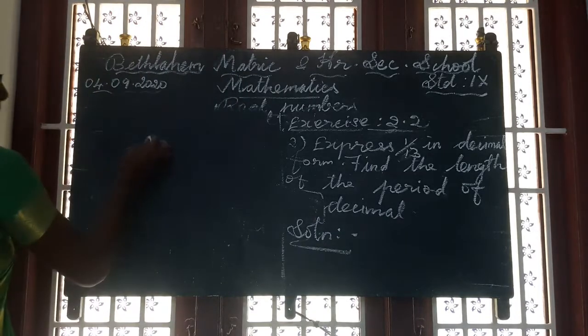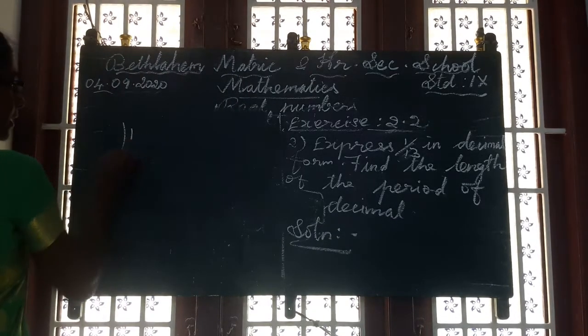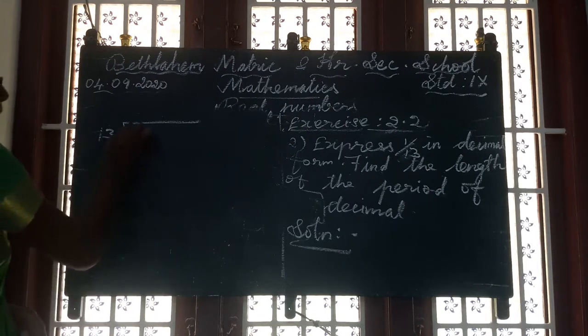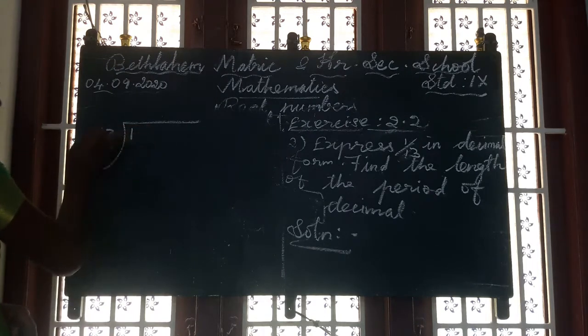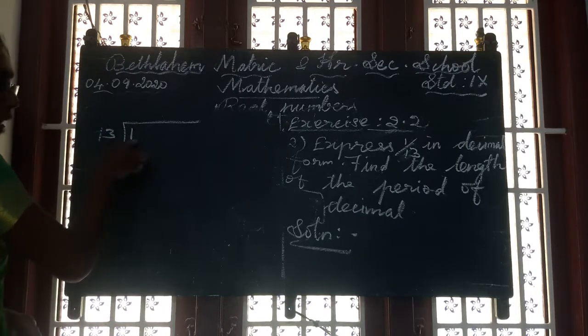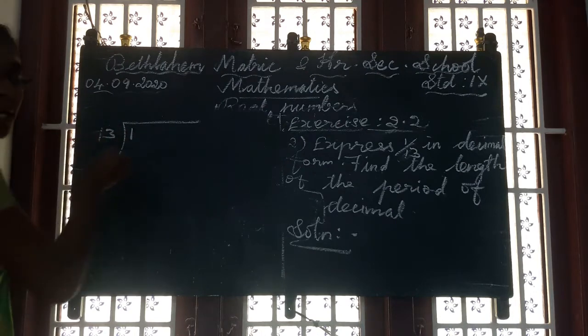First, 1 by 13. 1 we have to write inside, 13 we have to write outside. 1 by 13. First, which is the smallest number? 1 is smaller than 13, so 13 is the greatest number. 1 is the smaller number. So what do we have to do?